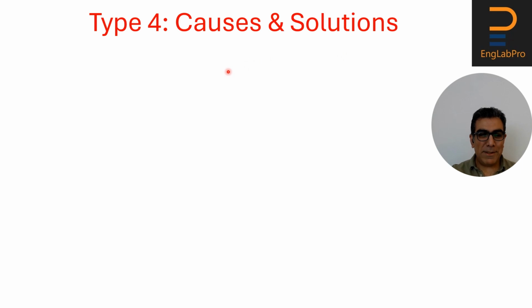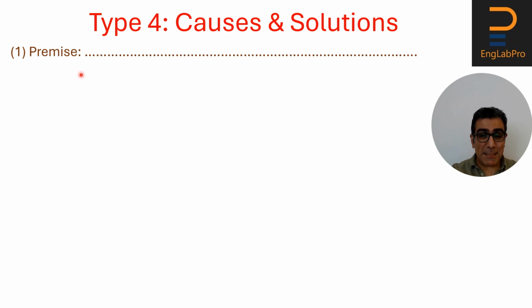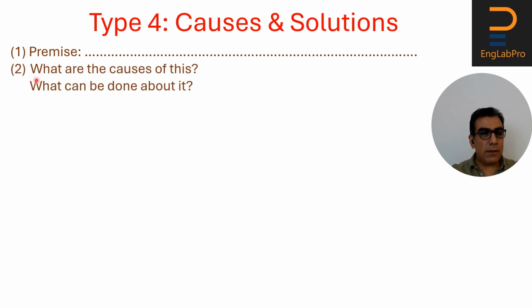This type of questions, which as we mentioned earlier is referred to as causes and solutions, comes in this format. Usually we have one premise at the beginning. The premise here is more factual. I mean, it's a fact sentence. And then we have two questions. The questions are usually like this: what are the causes of this, or what can be done about it? You see, the first question asks about the causes, and the second one asks about the solutions.